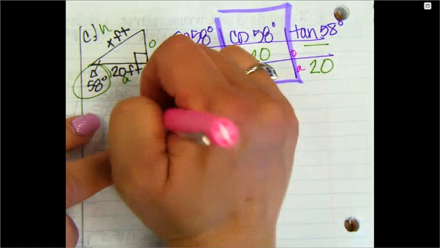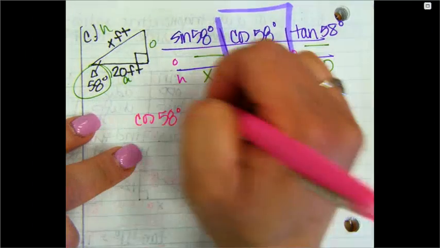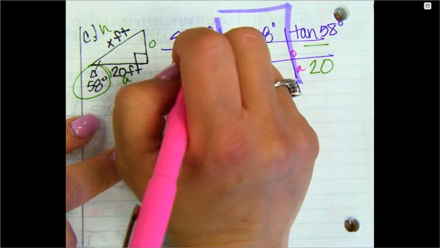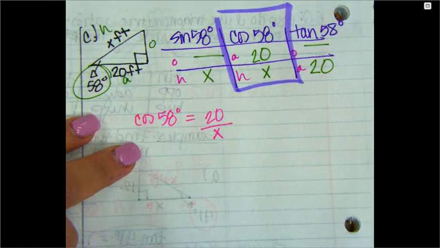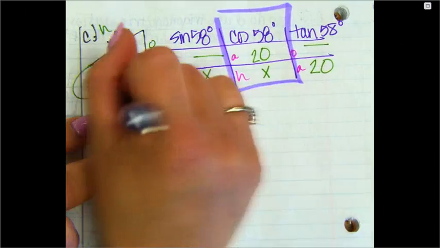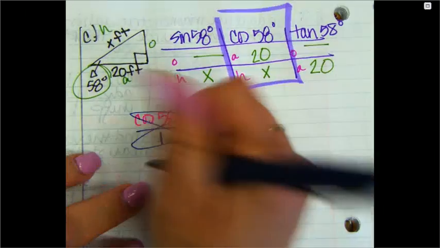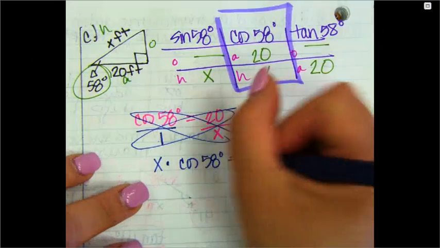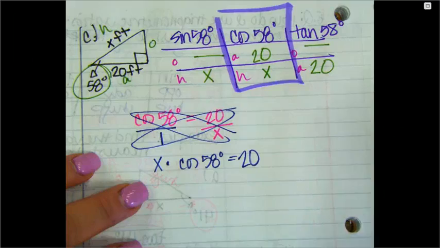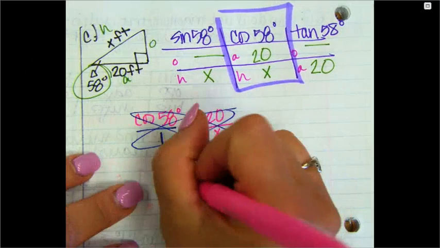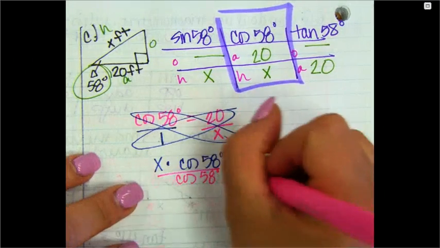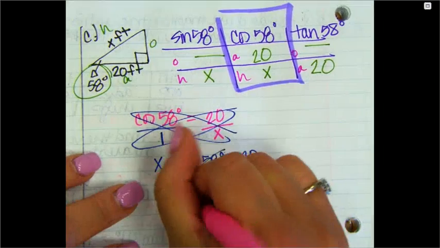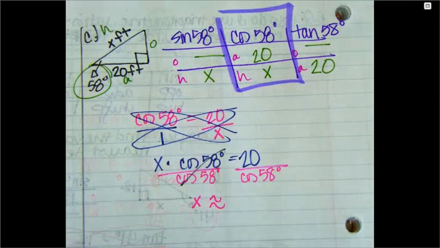We get cosine of 58 degrees equals what? 20 over x. Put this over 1 and cross multiply, yes? So we get x times cosine of 58 degrees equals what? Equals 20. Divide both sides by cosine of 58 degrees. That cancels, and we get x is approximately, go ahead and plug it in, what'd you get?